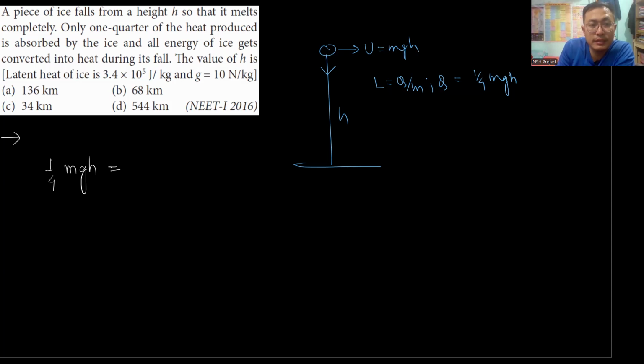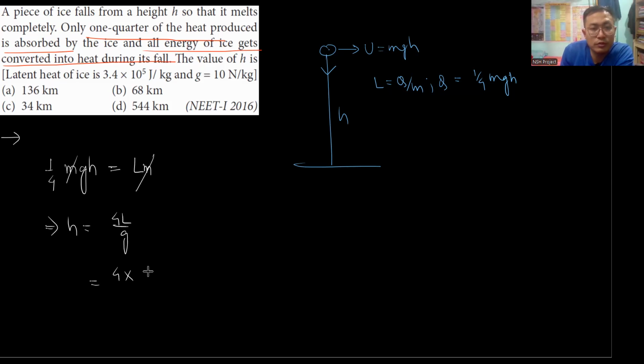Is that clear? All energy of ice gets converted into heat during its fall, but only 1/4 of that is absorbed. The absorbed heat Q is equal to LM, so 1/4 mgh equals LM, and M cancels. So h is equal to 4L by g.